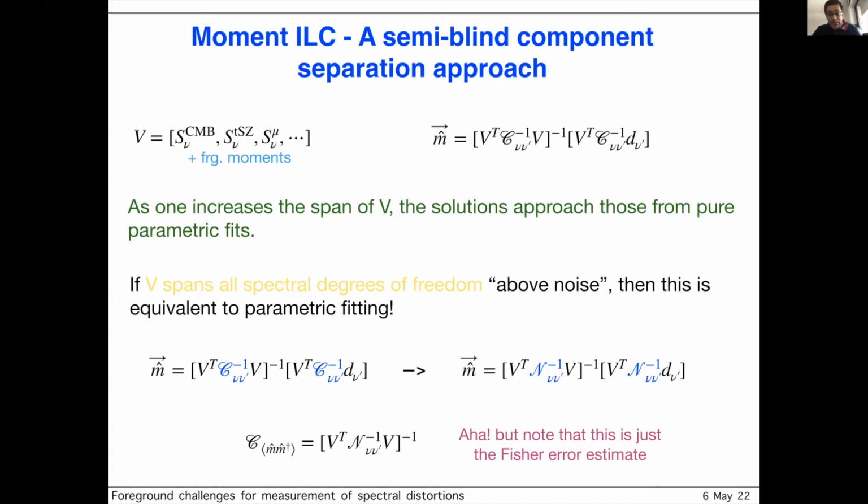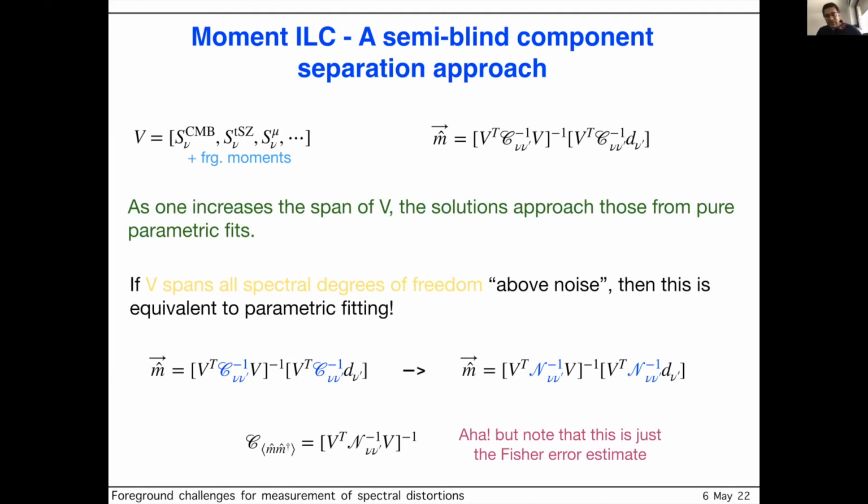So basically, if V spans all degrees of freedom, you can show that the filter for this moment ILC, or the constrained ILC, reduces to this. And in this case, you can show that the covariance of the maps reduces to nothing but this equation that you see here, which is the Fisher error estimate that we have been using to do the Fisher forecasts. But again, the limitation is in what we say is spanning V. What spectral degrees of freedom completely describe the foregrounds of the microwave sky?